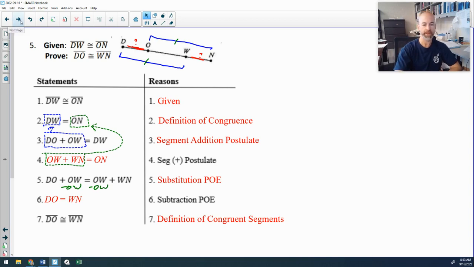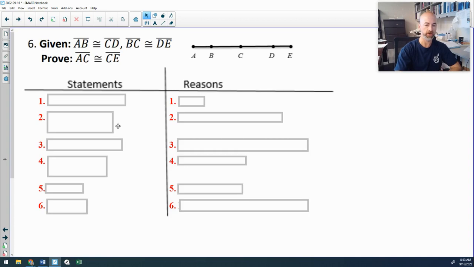Number 5, and last one. Last one is a long one, and we are constructing this one from scratch and looking at the given information. So I'm just going to make some notes to myself. It is given that AB is congruent to CD, and it is given that BC is congruent to DE.